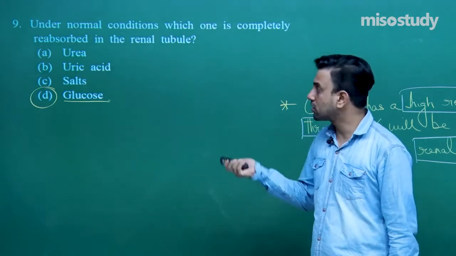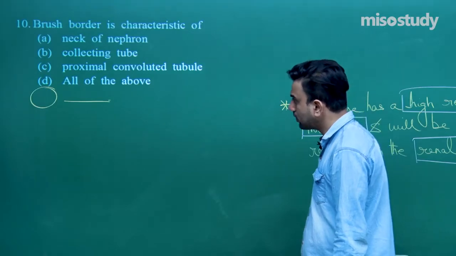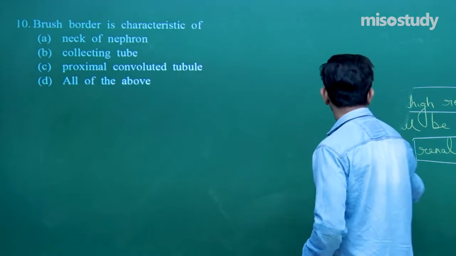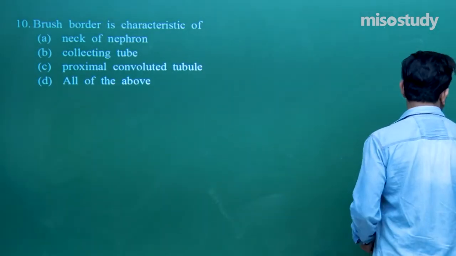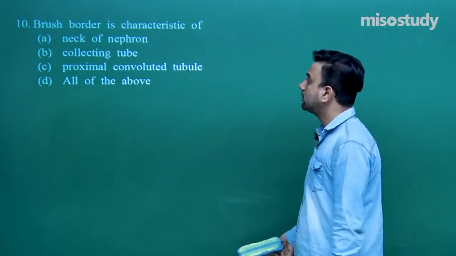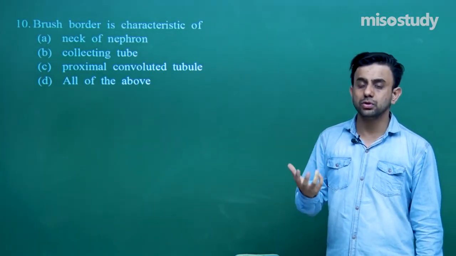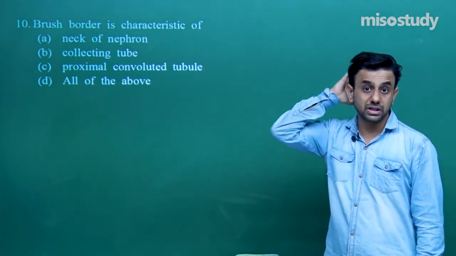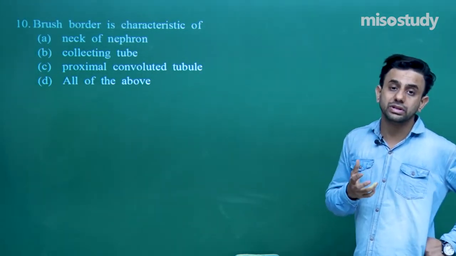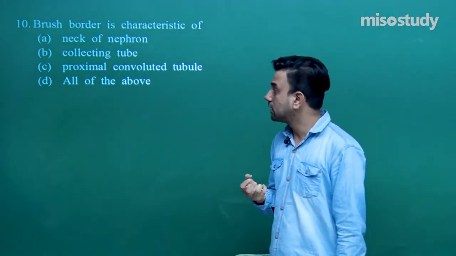That would be probably the last question of the session. The brush border is characteristic of what? The brush border is a characteristic of the proximal convoluted tubule, right? It is present in the columnar cells of the proximal convoluted tubule, and these are basically increasing the surface area, right, the surface area.